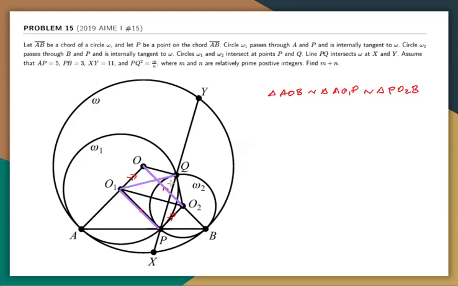This is also equal to this because if you think about the circle omega 1, the O1 to Q is the radius, and then O1 to P is also a radius. So those three are going to be equal. Okay, so that is something.